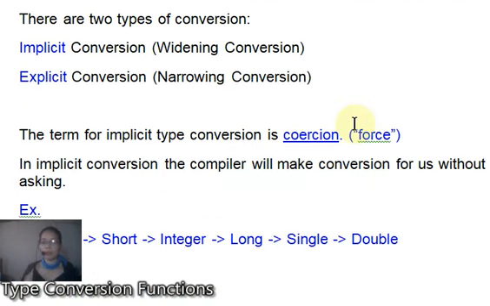There are two types of conversion. The implicit conversion or widening conversion is like converting from lower to higher number. It's like ascending order when it comes to storage allocation, from lower to higher. And the explicit conversion or narrowing conversion is like a descending order, from higher to lower. It means you are converting a large amount of data into a small amount of data type.